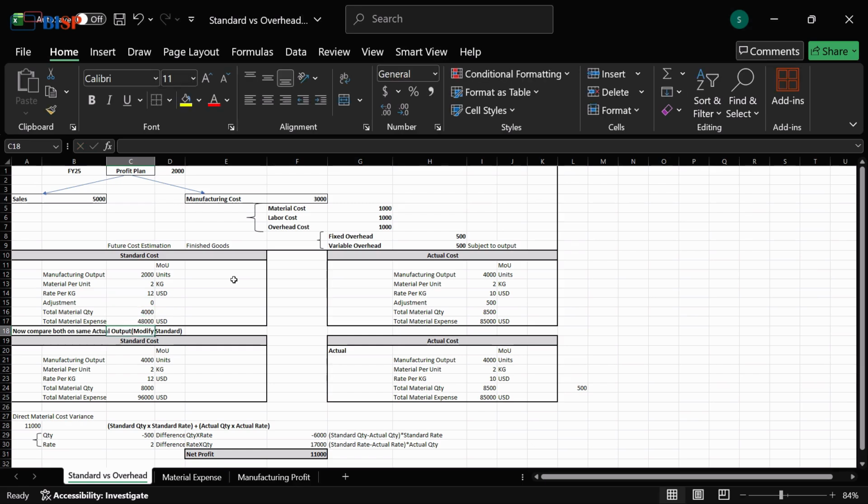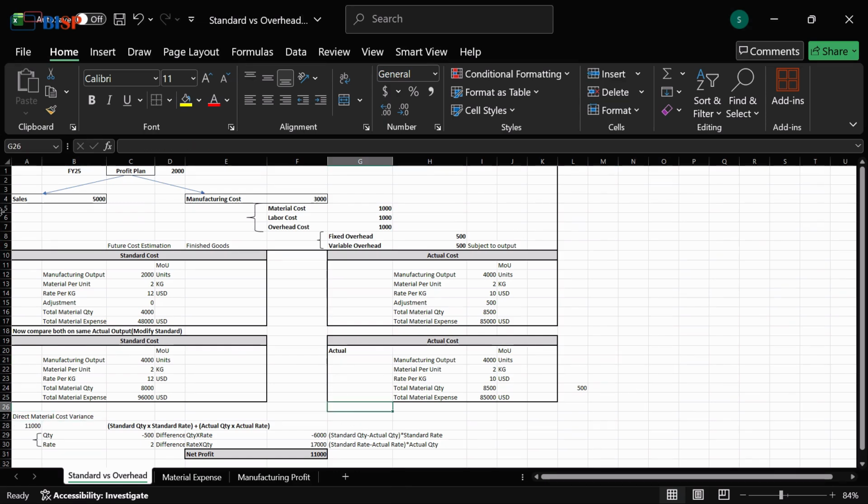Now, the important part of this requirement is the comparison between standard cost and actual cost. So, we will be taking two scenarios, that is standard and actual. The standard scenario stores the expected or benchmark manufacturing cost. The actual scenario stores the real production values coming from operations. Then we will calculate the variance.